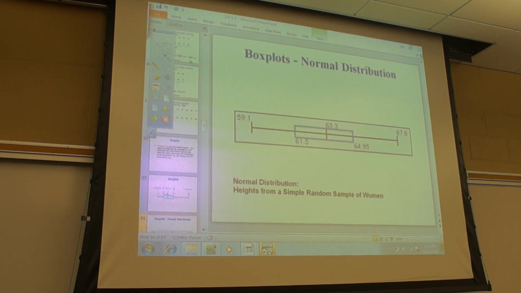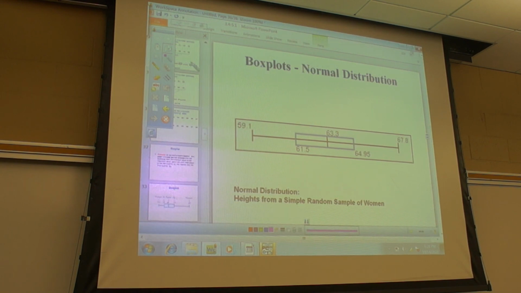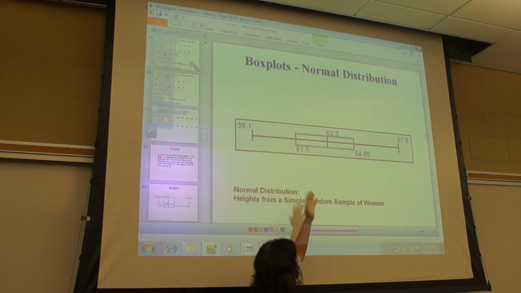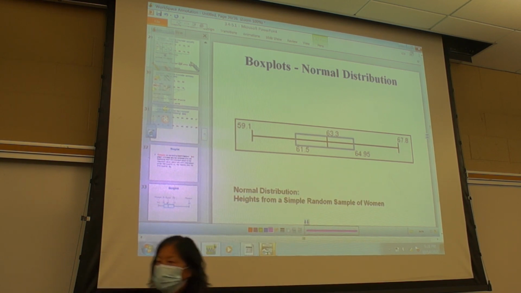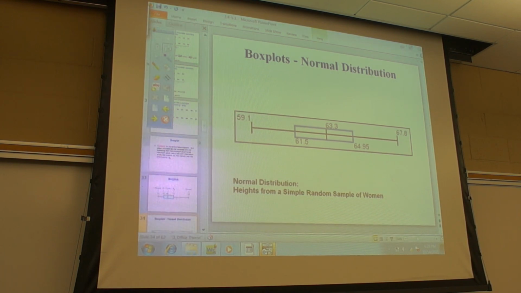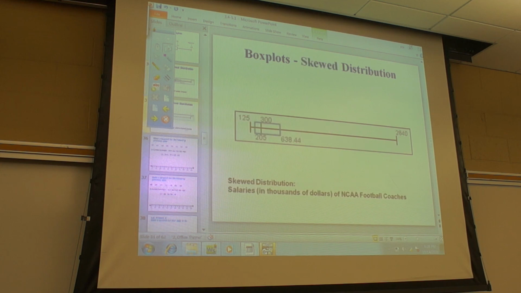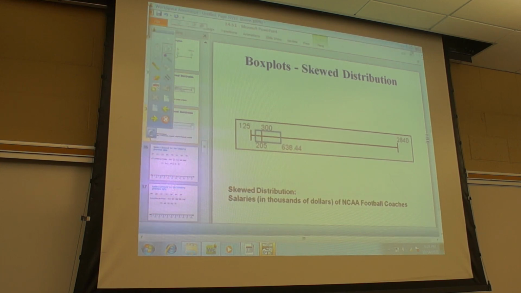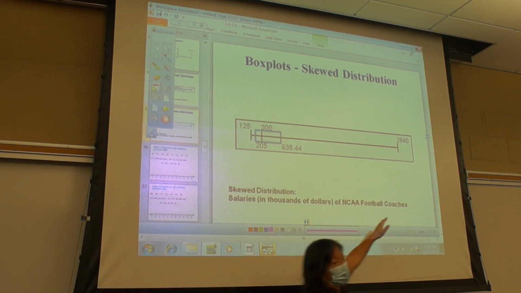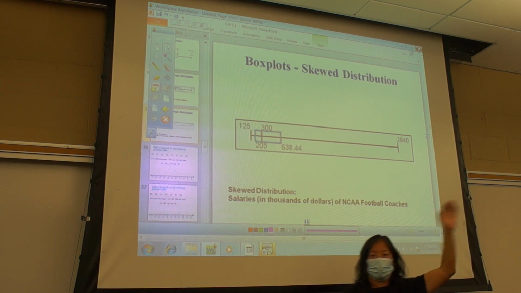Here's what a normal distribution looks like. It's symmetric, right? Both sides are kind of mirror images of each other. And then here's one that's really, really skewed. Everybody see how skewed that one is? How it's all scrunched up to the left, and then there's this giant outlier way over here. Everybody good with that part?